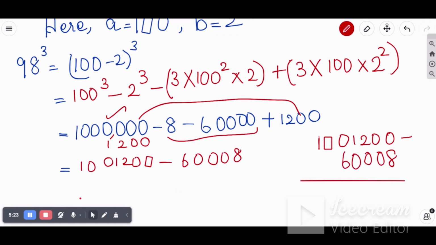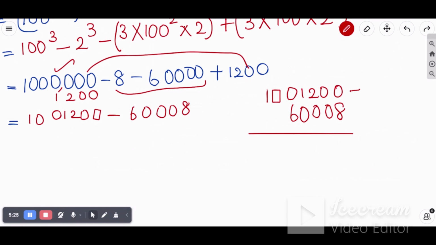Now let's subtract this. So what happens here is this will be a 10 and this will be a 9. So 10 minus 8 is 2 and this will be a 9. Then this will become also 1 because you are borrowing from here.